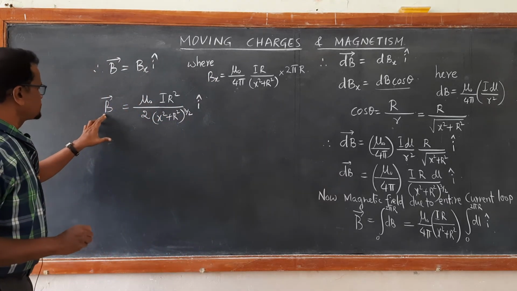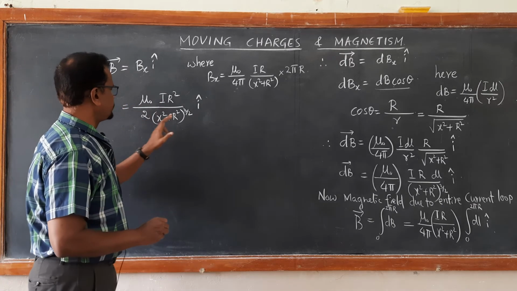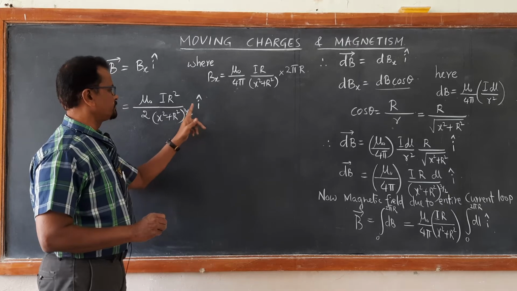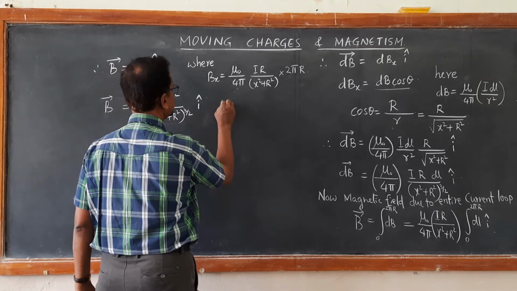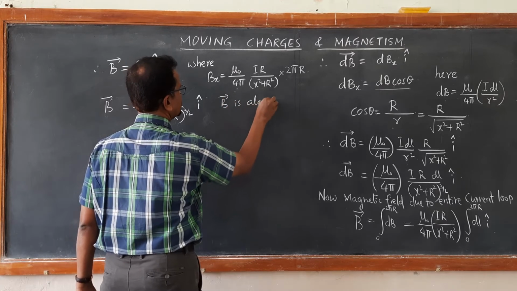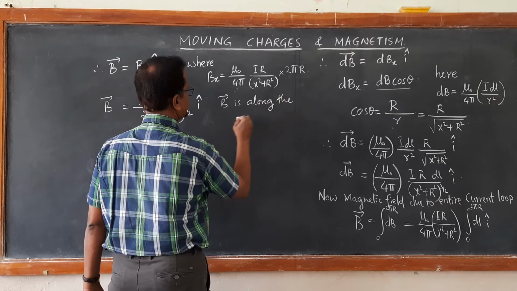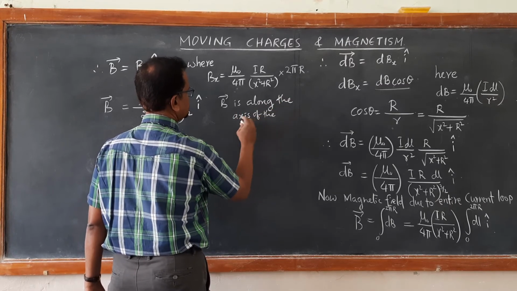So, you can look at this. This is vector B equal to mu naught I r square divided by 2 into x square plus r square whole raised to 3 by 2 I cap. So, B is acting along the axis of the current loop.